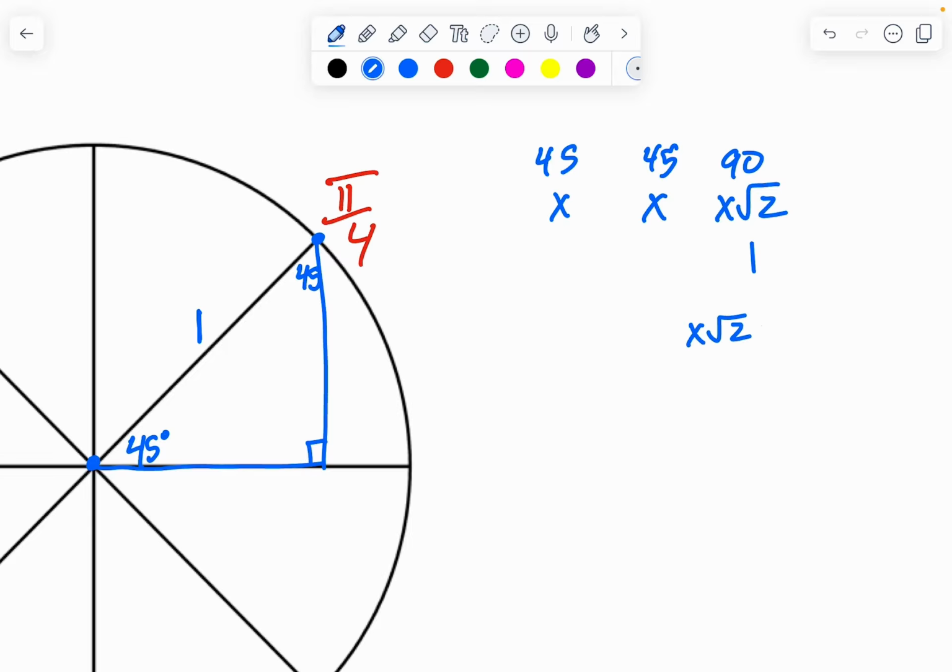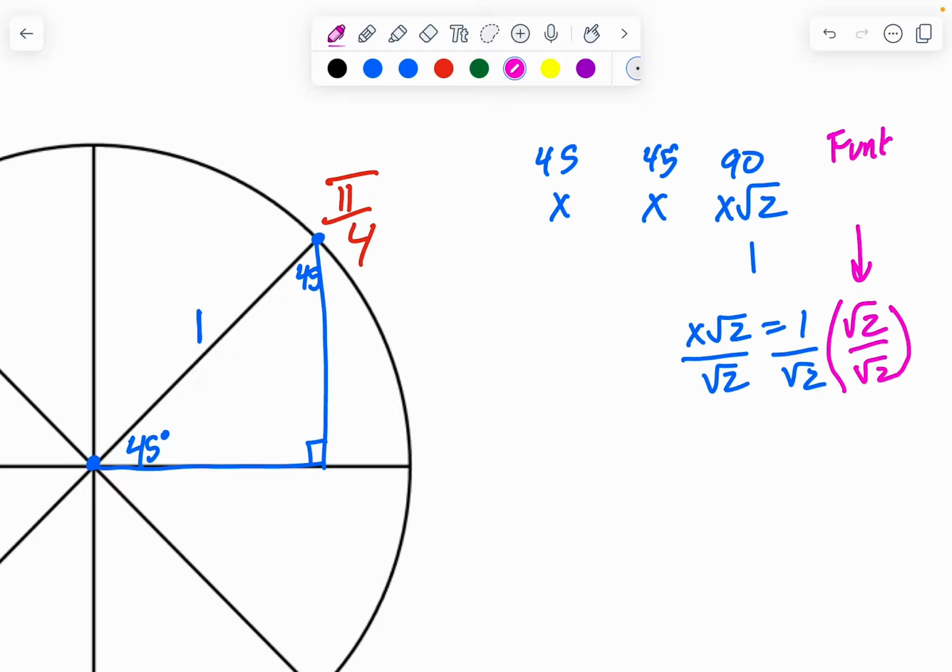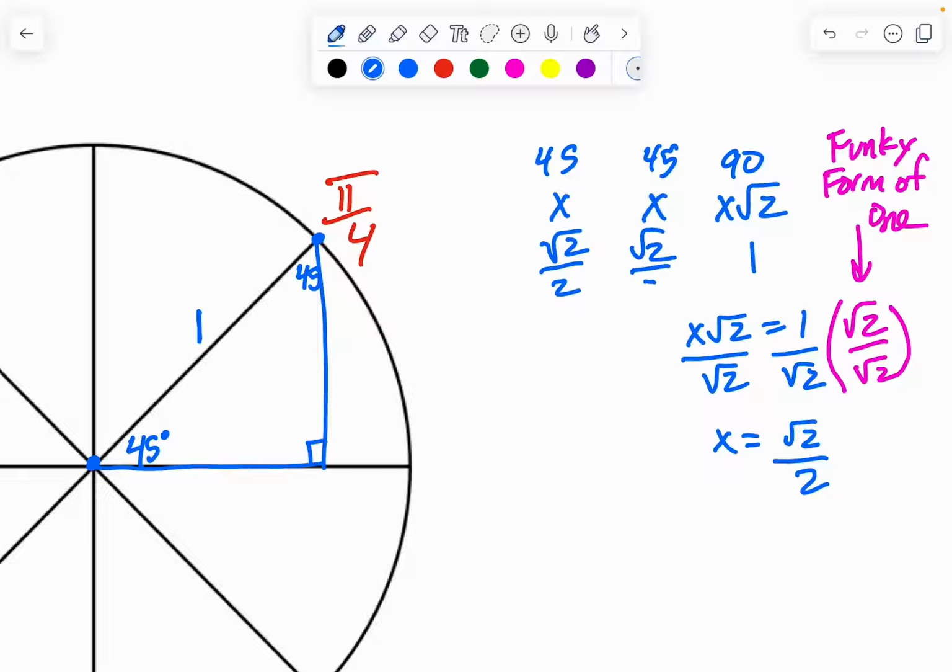Okay, so this says x root 2 equals 1. We're going to divide both sides by root 2. And then I'm going to multiply by what I call a funky form of 1. I can always multiply by 1 and nothing changes. What happens here is that x will now equal root 2 over square root of 2 times the square root of 2, which is 2. And so both of these are root 2 over 2. So this tells me this length here is root 2 over 2, and this length is root 2 over 2.